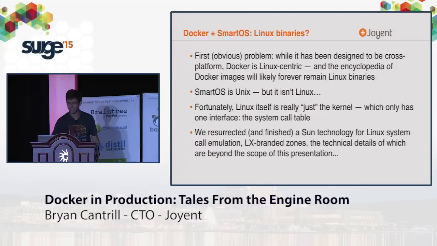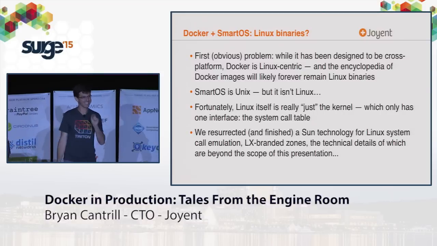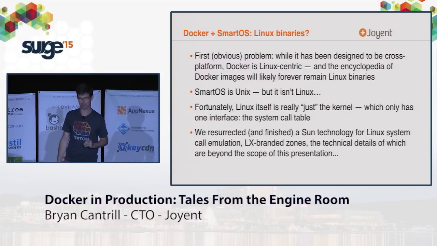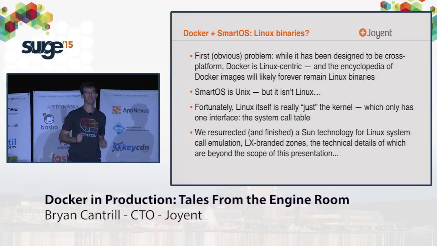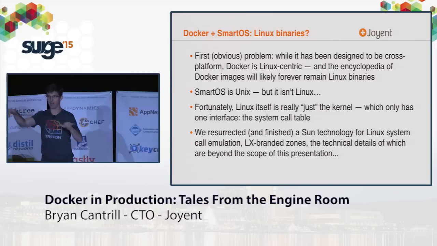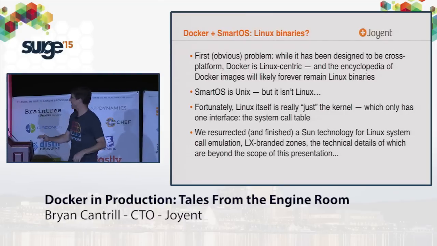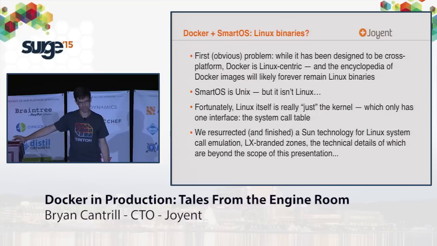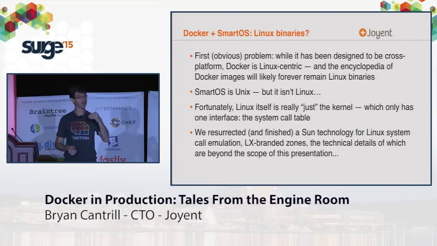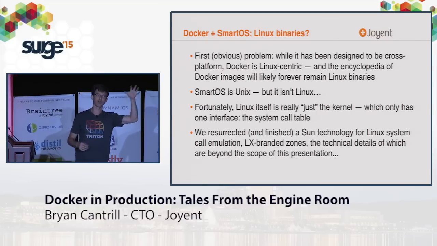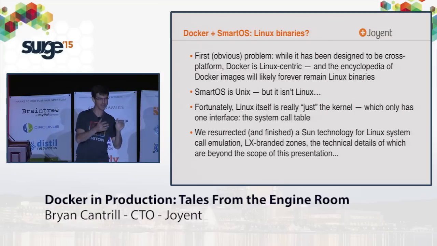It's a win. Sounds great. Let's do it. Well, there's a little obstacle. This little binary issue, as it turns out. So when you deploy a Docker container, it's a Linux binary. These are Linux binaries that we're moving back and forth. And yeah, we're not actually Linux. We're Unix, but we're not Linux. We're an Illumos derivative. Illumos inherits the open source heritage of OpenSolaris.